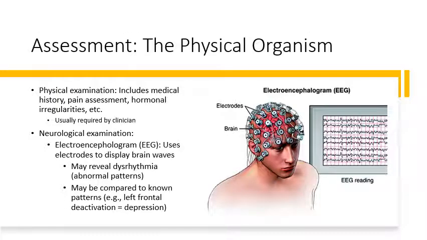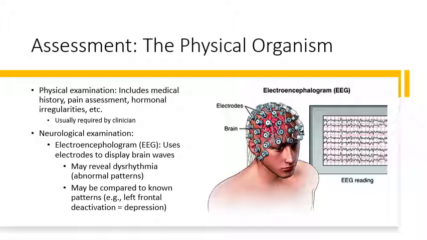So how would we assess the physical organism? Well, we would start with just a basic all-around physical. Medical history, pain assessment, hormonal irregularities, that sort of thing. We know that, for example, postpartum hormones can be linked to depression. Abnormalities in non-reproductive hormones can also lead to abnormalities like thyroid. We could have a thyroid dysfunction going on, which is linked to depressive types of disorders.